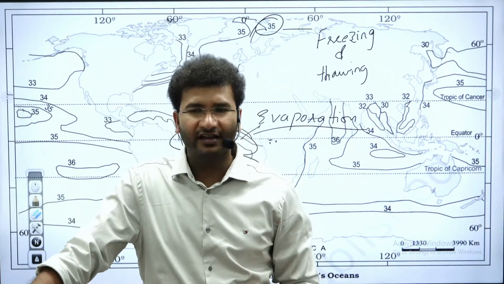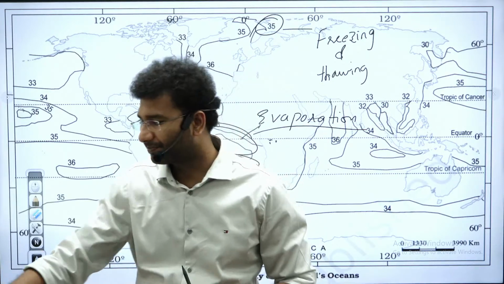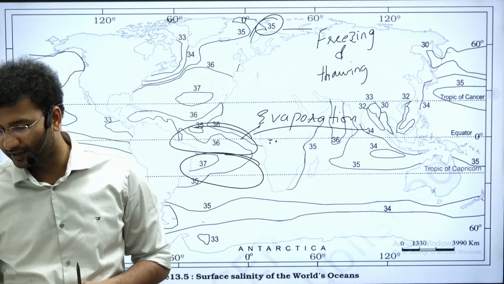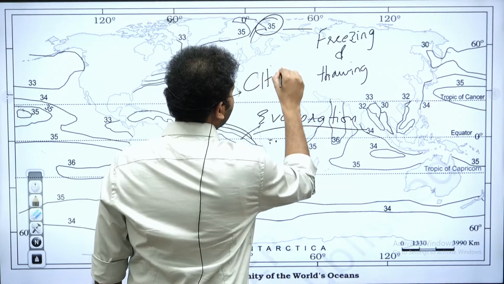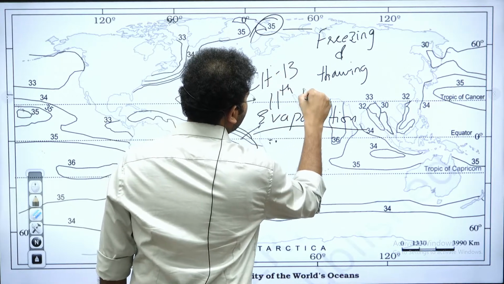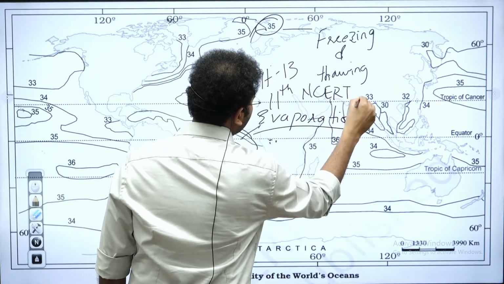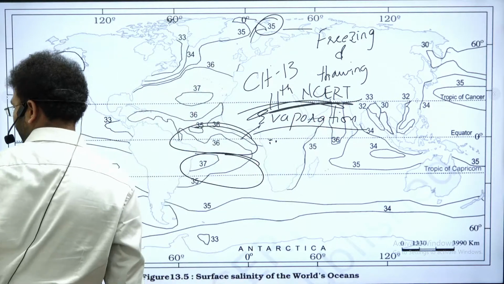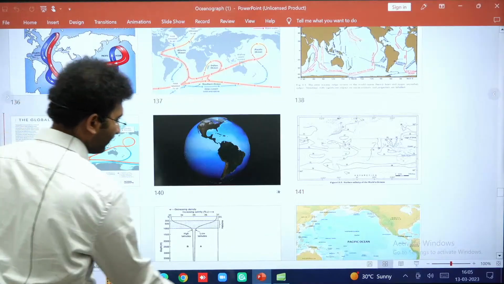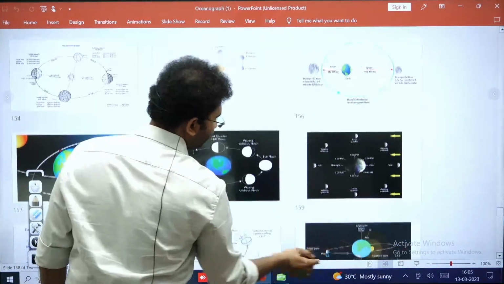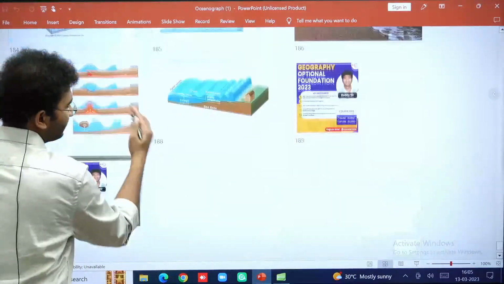You go and read the NCERT for the basic readings. Chapter number, I'll tell you which chapter to be read. It is chapter 13. Chapter number 13 of 11th class NCERT. This is what you have to read. And if you do have any doubts, अगर आपको कोई doubts है, you can directly message me here regarding the topics that we have discussed.